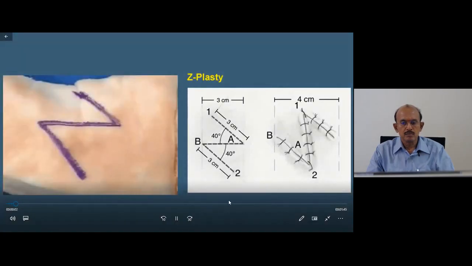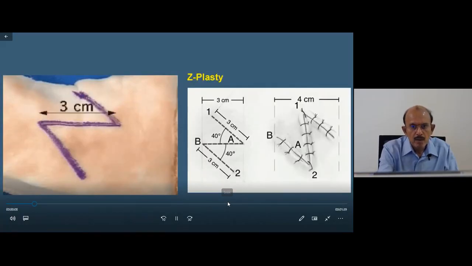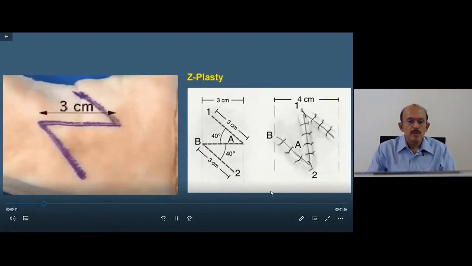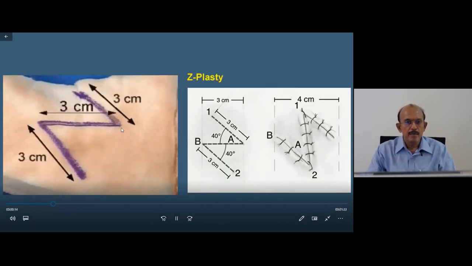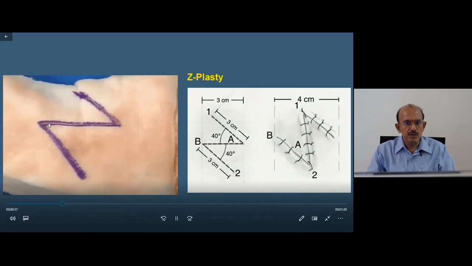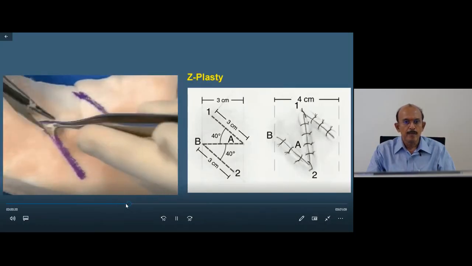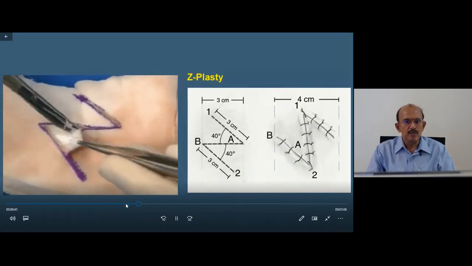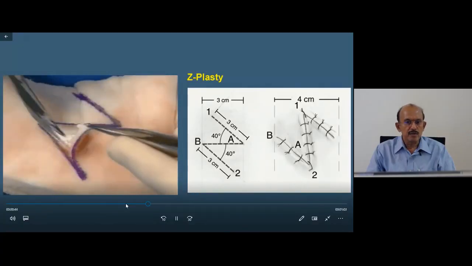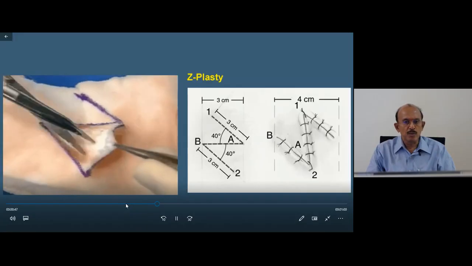The Z-plasty is useful in lengthening wounds as well as reorienting the direction of scars. In this example, now you can see here, this is the scar tissue. So you want to cut it and you want to lengthen this area. So you make triangles like that and lift or undermine the skin from the subcutaneous tissues.